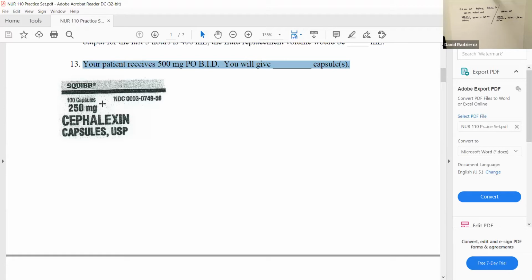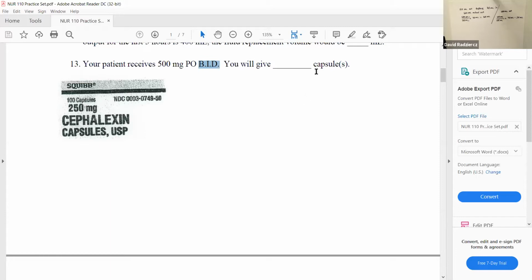You have a question saying that the patient is ordered 500 milligrams, PO, which means by mouth or per oral, BID, twice a day or every 12 hours. The question says, how many capsules will you give? Now, as a reminder, capsules cannot be cut in half. So you would never give someone a half capsule.